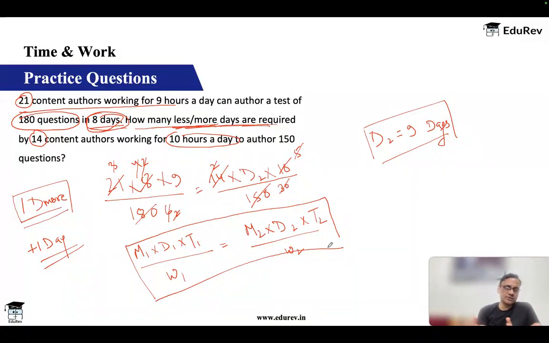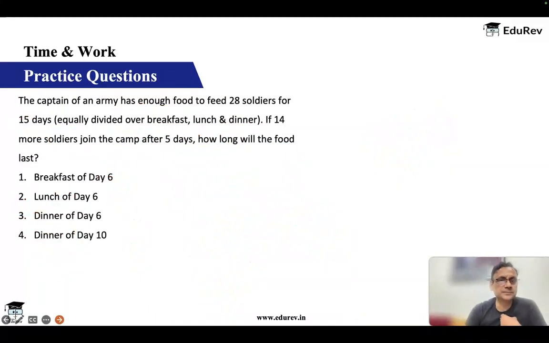So it depends on the question how much data is given. For example, in the next question, you will see, now this looks like a very different question. The captain of an army has enough food to feed 28 soldiers for 15 days, equally divided over breakfast, lunch, and dinner. If 14 more soldiers join the camp after 5 days, how long will the food last?